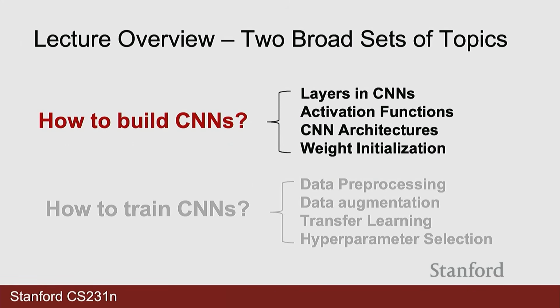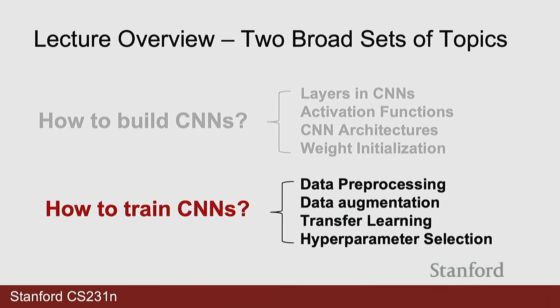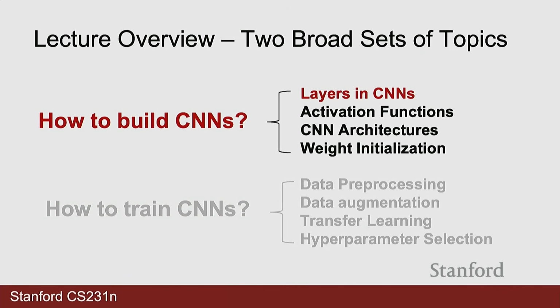As I mentioned before, we'll have basically 2 different topics. The first one is how to build CNNs. By this I mean, how do you actually define your CNN architecture to set it up to be trained? And then the second set of topics today is how do you train CNNs? Starting with the first set of topics, we'll go through the layers in convolutional neural networks.